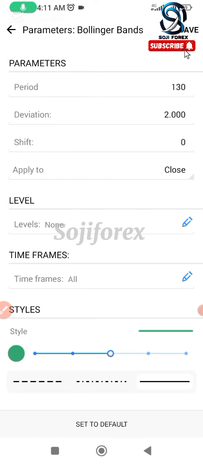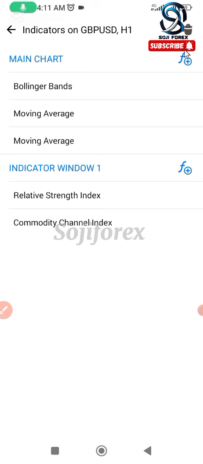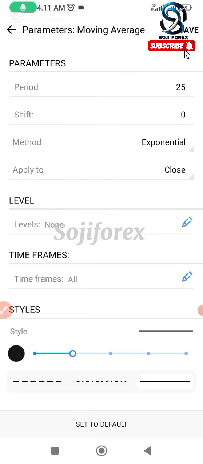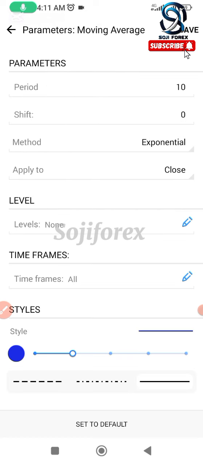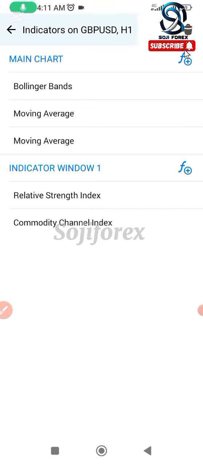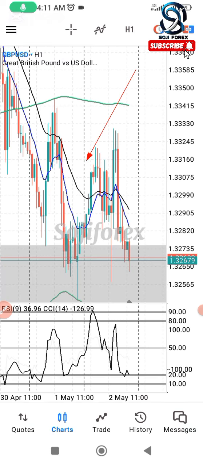The period is 130, deviation is 2.0. We have our moving averages, period 25, shift is 0. Then we have the last but not the least, the moving average, period 10. Now, when you are done with your setup, your chart will be looking exactly like mine.